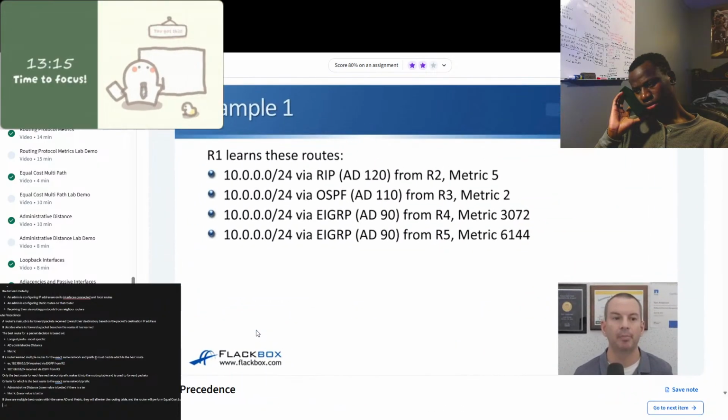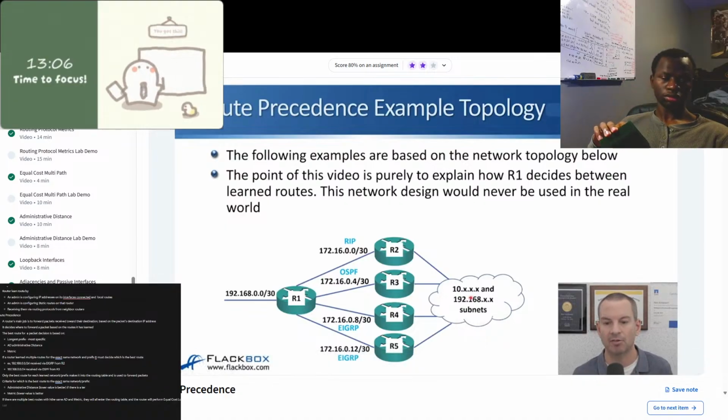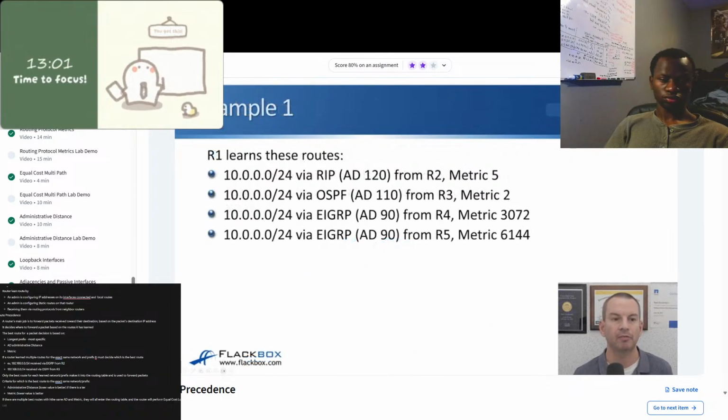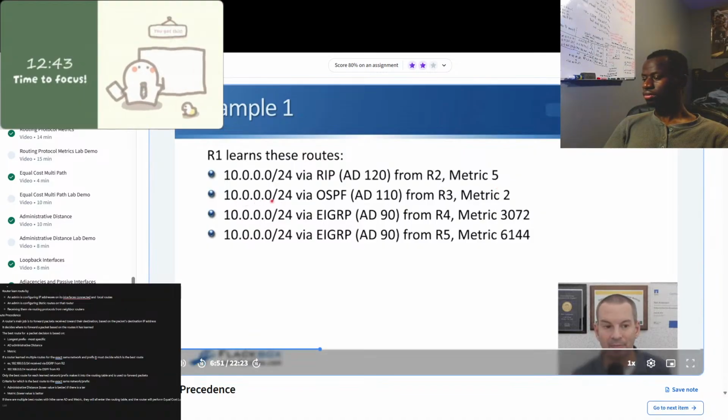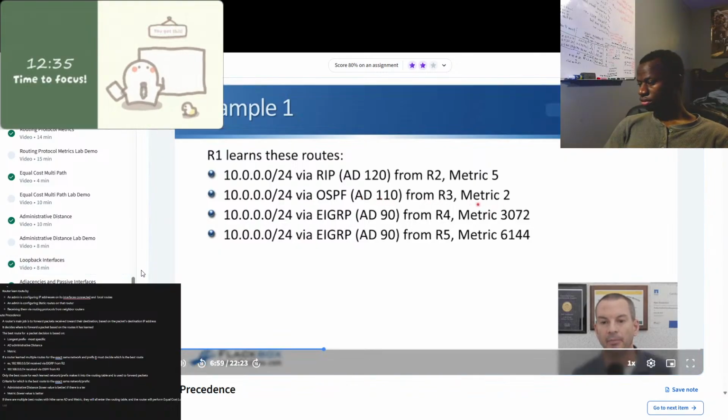Okay, so the first example, R1. Looking back at the diagram here, it's always going to be R1 that we are looking at, and it's going to be learning routes to get to destinations over here via R2, R3, R4, and R5. So in this first example, R1 learns these routes. It learns a route to 10.0.0.0/24 via RIP, which has an AD of 120, from R2, and the metric is 5. It also learns another route to the exact same network and prefix, 10.0.0.0/24 via OSPF, which has AD 110, from R3, and that route has a metric of 2.